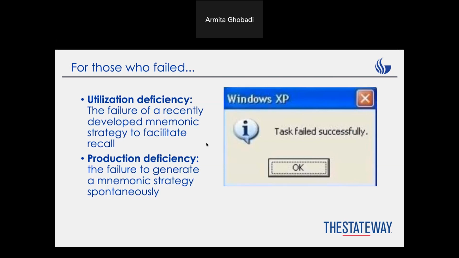Another reason could be production deficiency, which means the failure to generate a mnemonic strategy spontaneously. I would say it is so hard to generate a new mnemonic strategy in just 5 seconds while seeing that many words in front of you. So probably production deficiency could be another reason for that.